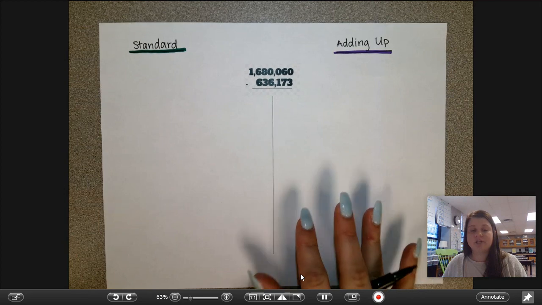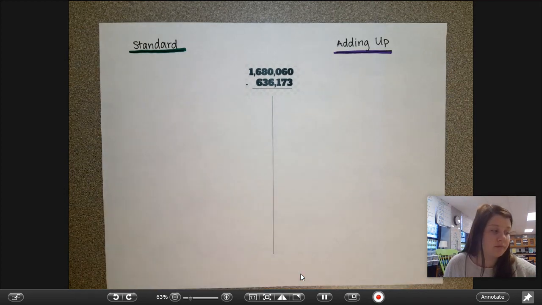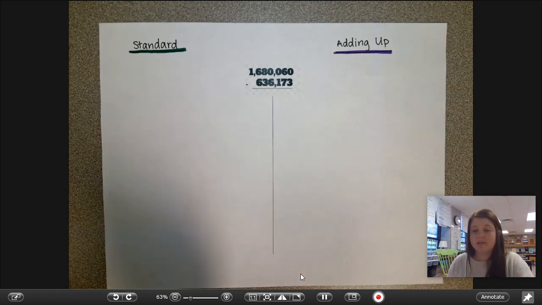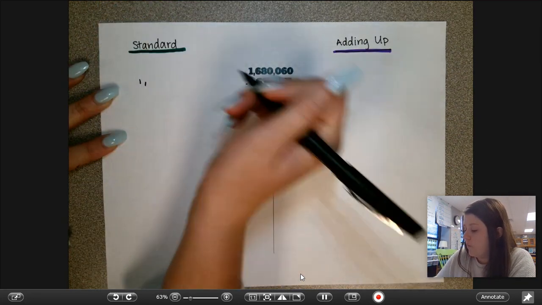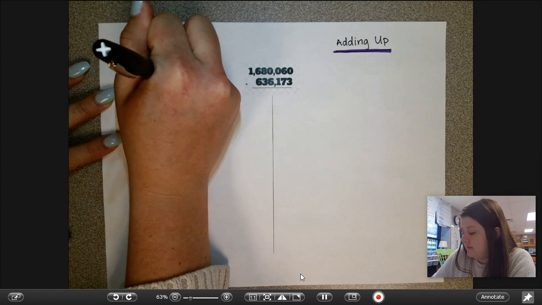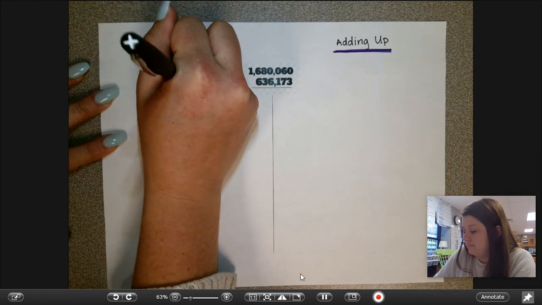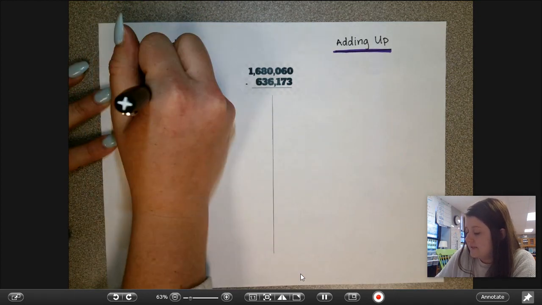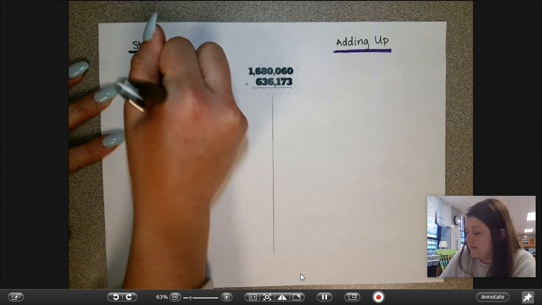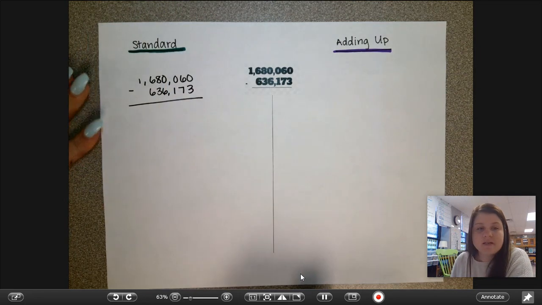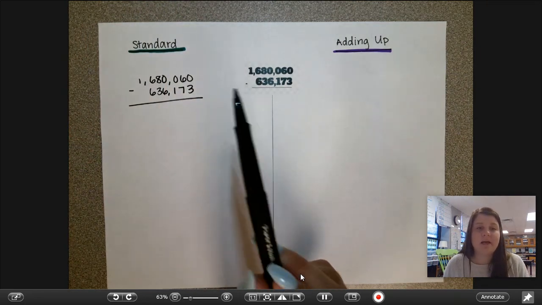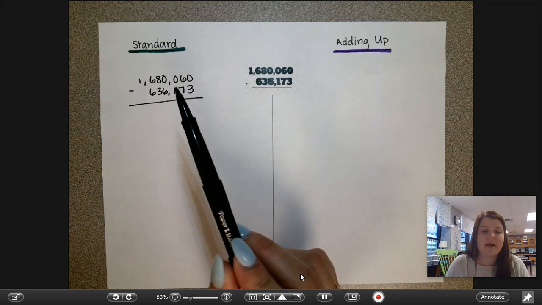So I'm going to switch my pages here. And just like with addition, I'm going to start with the standard form for subtraction. So I'm going to, again, set my problem up with the bigger number on top. So 1,680,060 minus 636,173. And just like for addition, I have to make sure that I set up my place values so that they match.